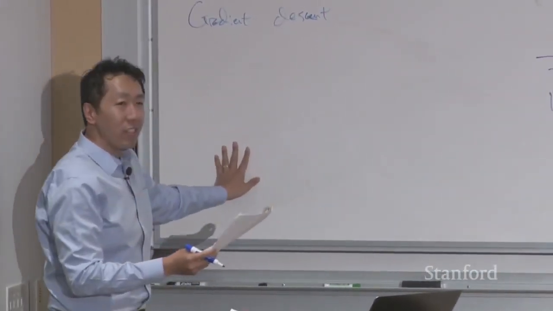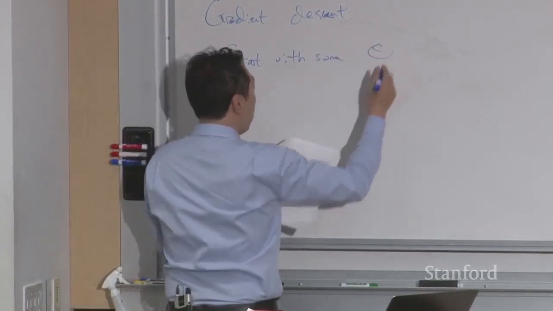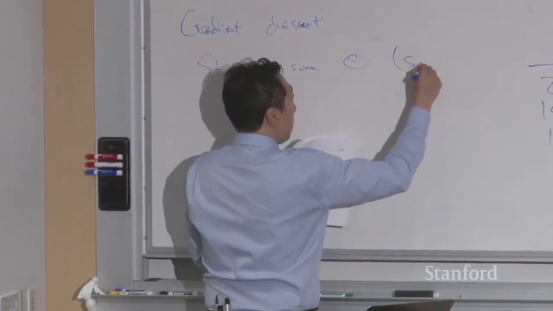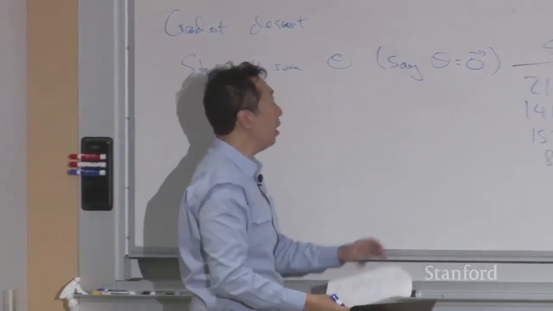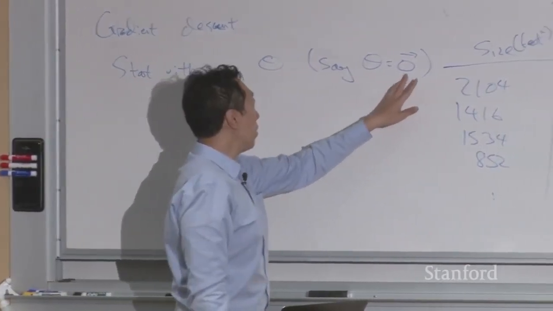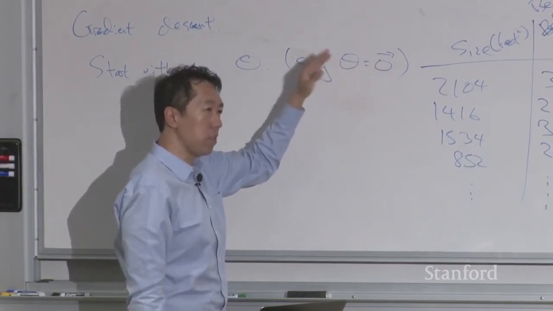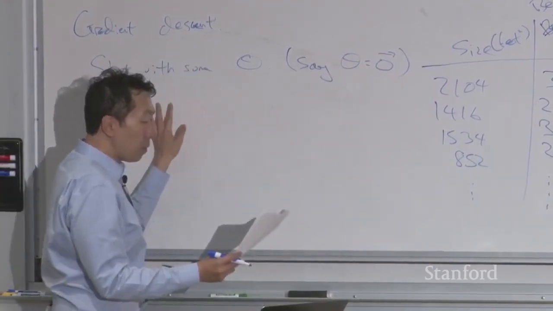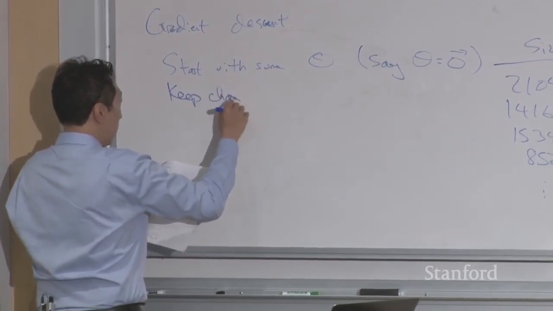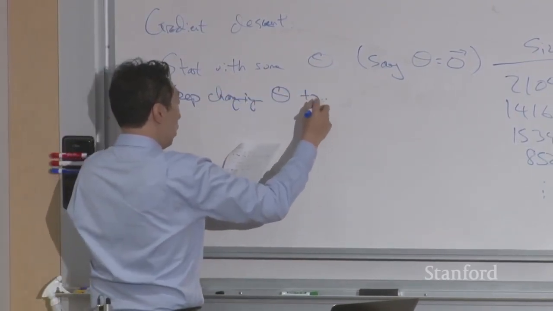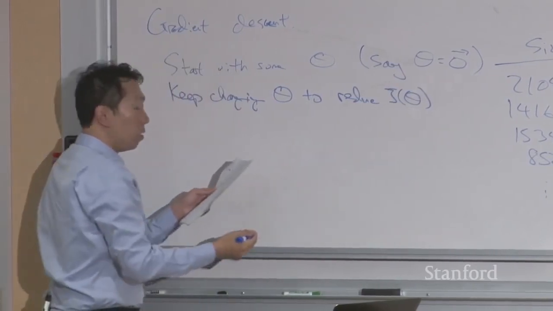All right, and so with gradient descent, we are going to start with some value of theta, and it could be theta equals the vector of all zeros, which would be a reasonable default. We could initialize it randomly. It doesn't really matter. Theta is this three-dimensional vector, and I'm writing 0 with an arrow on top to denote the vector of all zeros, a vector that's 0, 0, 0. So start with some initial value of theta, and we're going to keep changing theta to reduce J of theta.